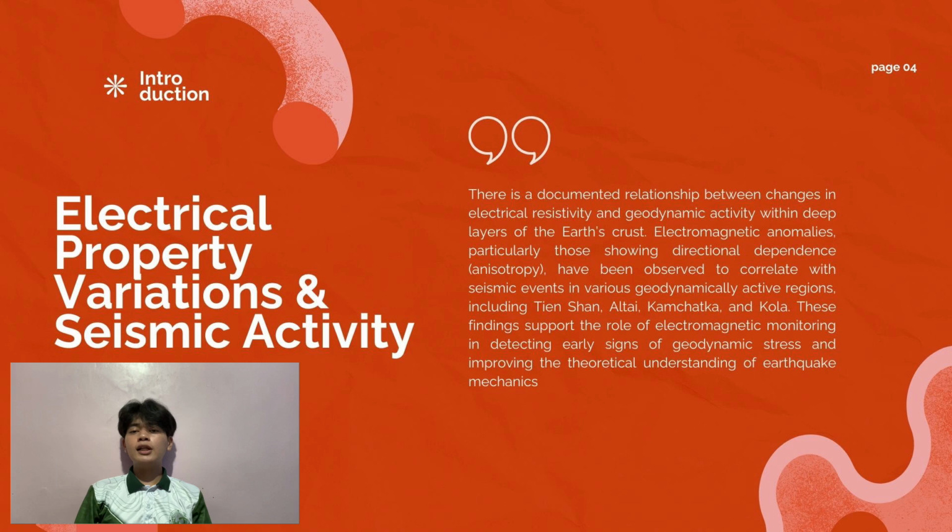Studies have shown a link between variations in electrical resistivity and geodynamic activity in Earth's deep crust. Electromagnetic anomalies, especially those with directional patterns or anisotropy, often coincide with seismic events in active regions like Tian Shan, Altai, Kamchatka, and Kola. These observations highlight the value of electromagnetic monitoring in identifying early signs of geodynamic stress and advancing the understanding of earthquake processes.